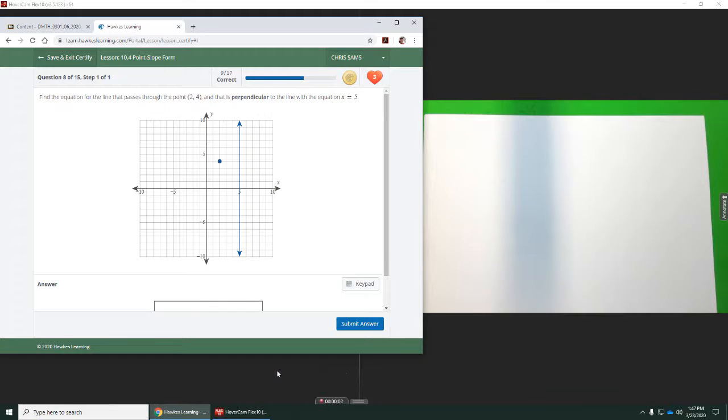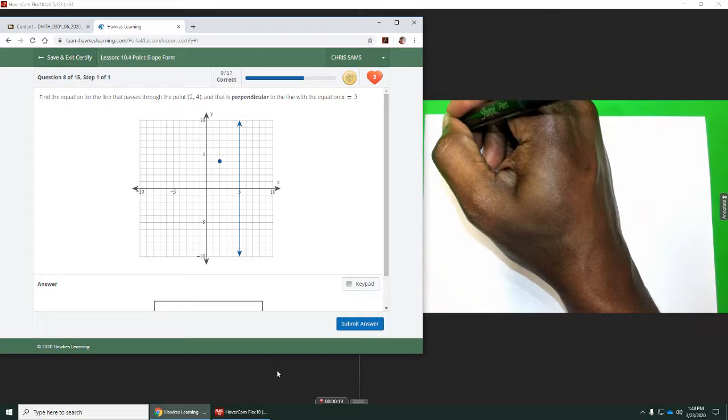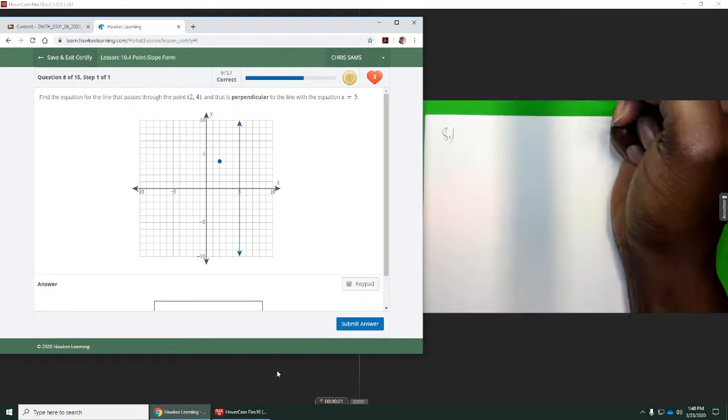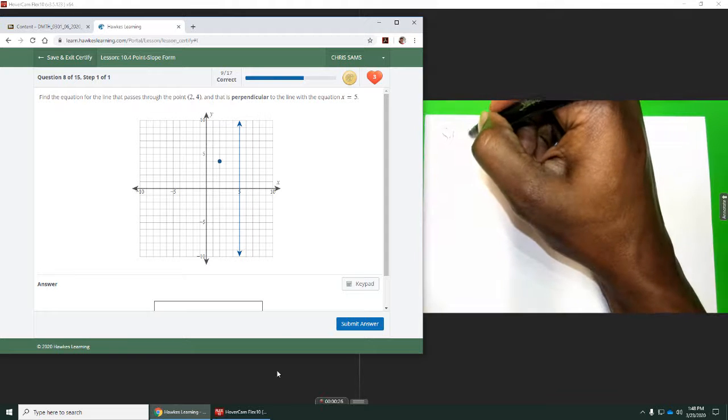Alright, so on this one we want to write the equation of a line that passes through the point (2, 4), and that is perpendicular to the line with the equation x equals 5. Okay, so we need to go back to what does it mean for two lines to be perpendicular. Okay, for two lines to be perpendicular, they have to have opposite reciprocal slopes.